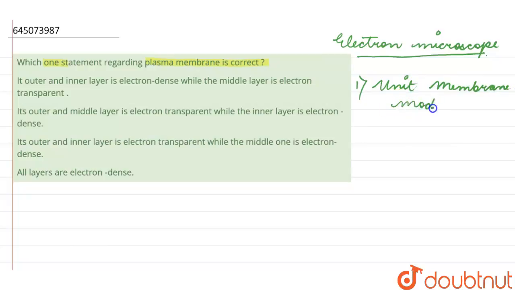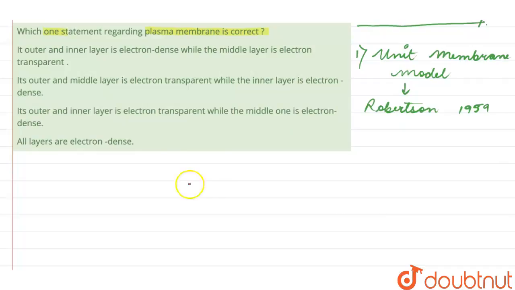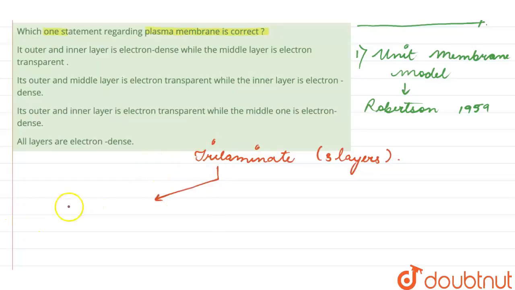Unit membrane model. According to this model, which was given by Robertson in 1959, the structure of plasma membrane is a trilaminate structure, meaning that it has three membranes, or three layers. Let's start with the middle layer.